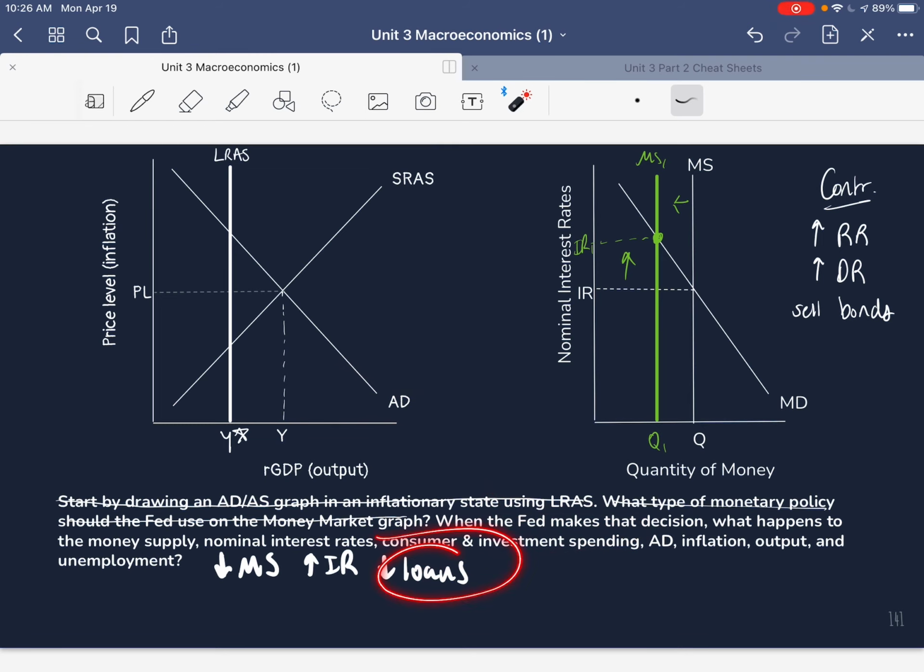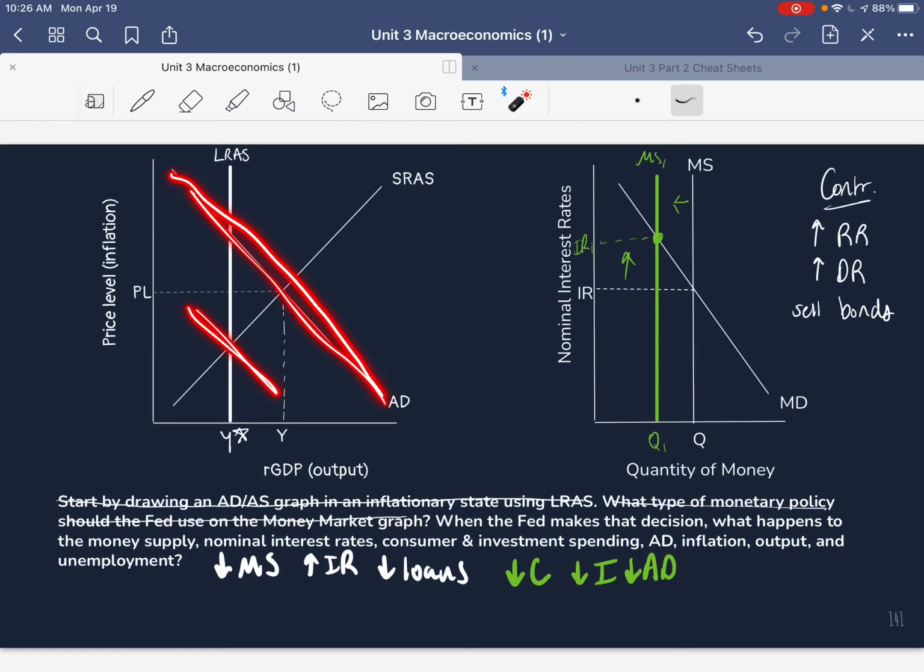If people are taking out fewer loans, what's going to happen to consumer and investment spending? Decrease consumer spending, decrease investment spending. And because C and I are components of aggregate demand, aggregate demand now goes down too. So let's do that on our graph over here. We've got aggregate demand right here, and we want to decrease it so that it hits that perfect spot.